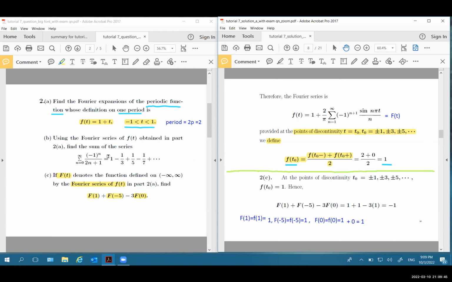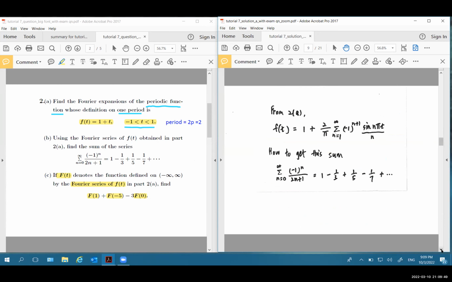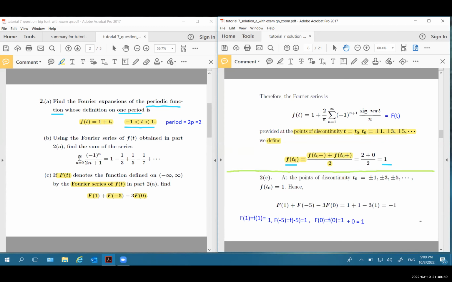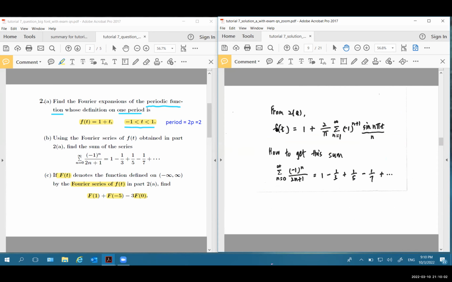So this is an infinite series. Let me rephrase the question. Your part B actually is this. From your 2A, this is the Fourier series that you obtain. Then it's actually this one. So f(t) equals this Fourier series, right? And then from here, how do we get this sum? How do we get this sum from the Fourier series?